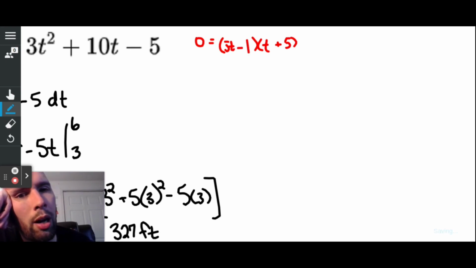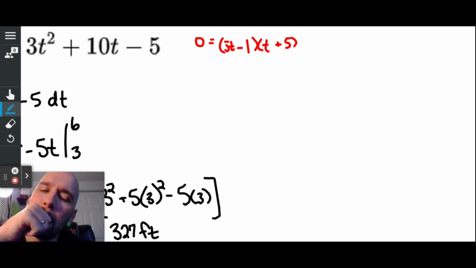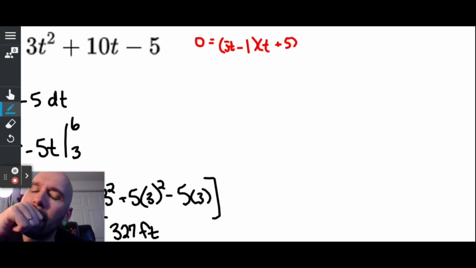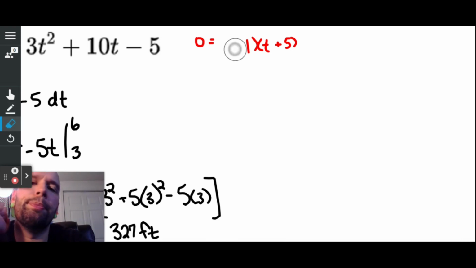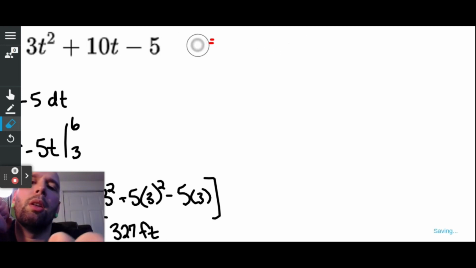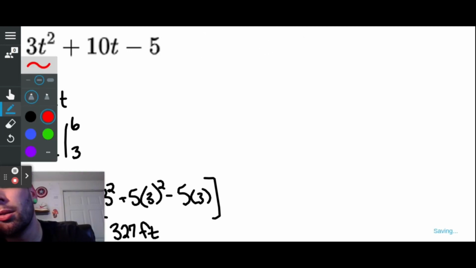3t squared plus 15t minus, no, that didn't do it. Or did it? I think I have to do the quadratic formula.